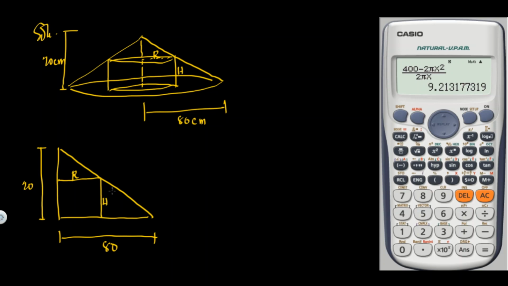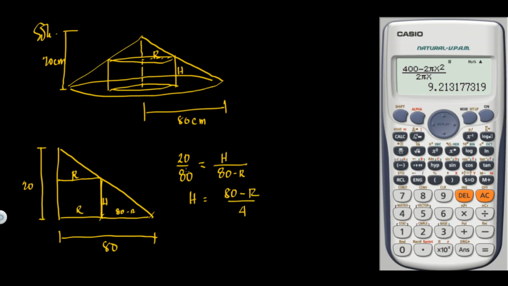Okay. By similar triangles, ito, 20 over 80. Tapos itong triangle na maliit. Okay, ano tong part na to? Kung ito ay R, this is 80 minus R. Okay? So, we have here equal to H, di ba? H, similar triangles tayo. So, 80 minus R. Yeah, so H is equal to over 4 na lang to, no? So, 80 minus R over 4.